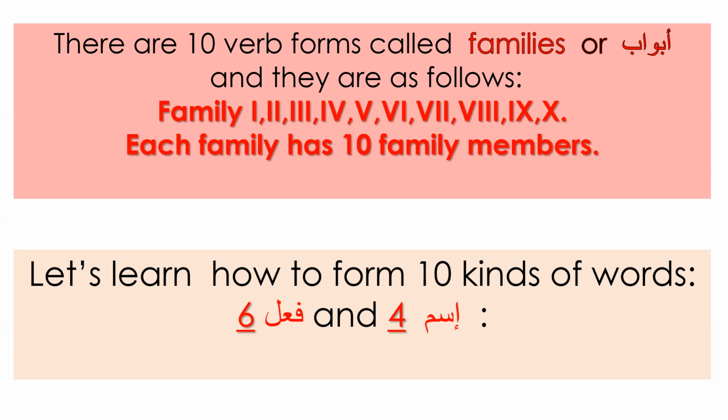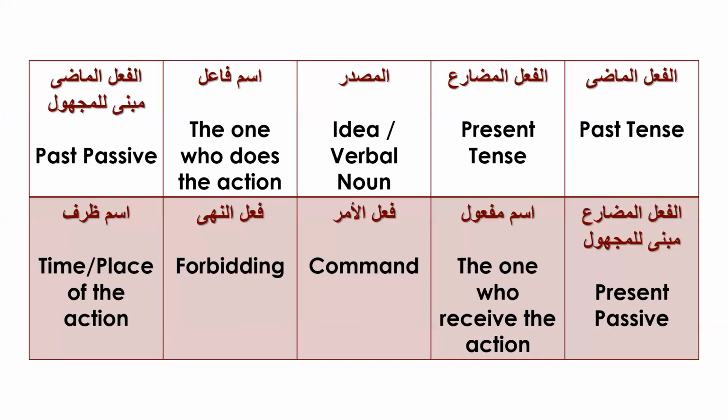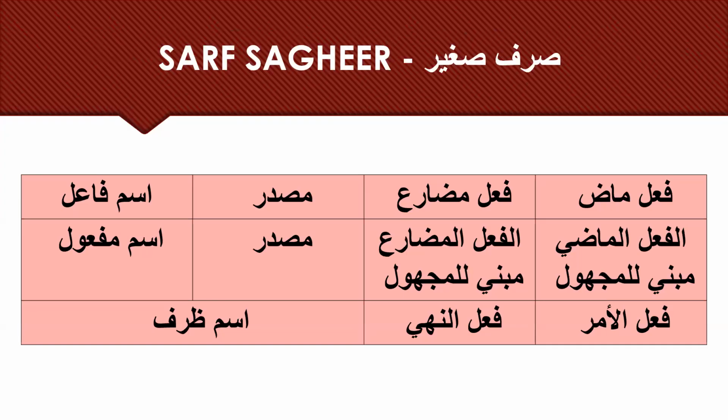So, let's see. Okay, this is the template for a Sarf Saghir. Sarf Saghir means small, and why the grammarians have named it Sarf Saghir, you will soon learn. So this is the template for a Sarf Saghir chart, and you know that these are the 10 family members that we just learned, and this is how the table goes.